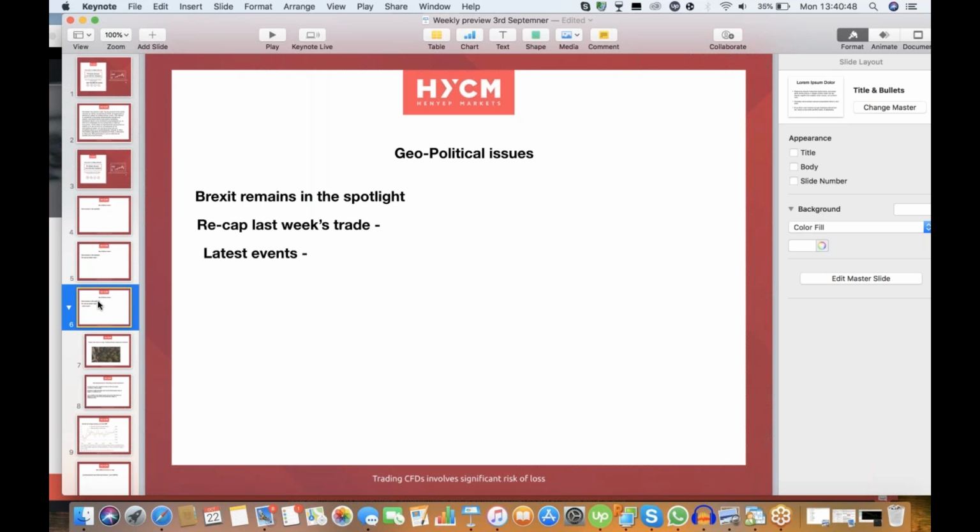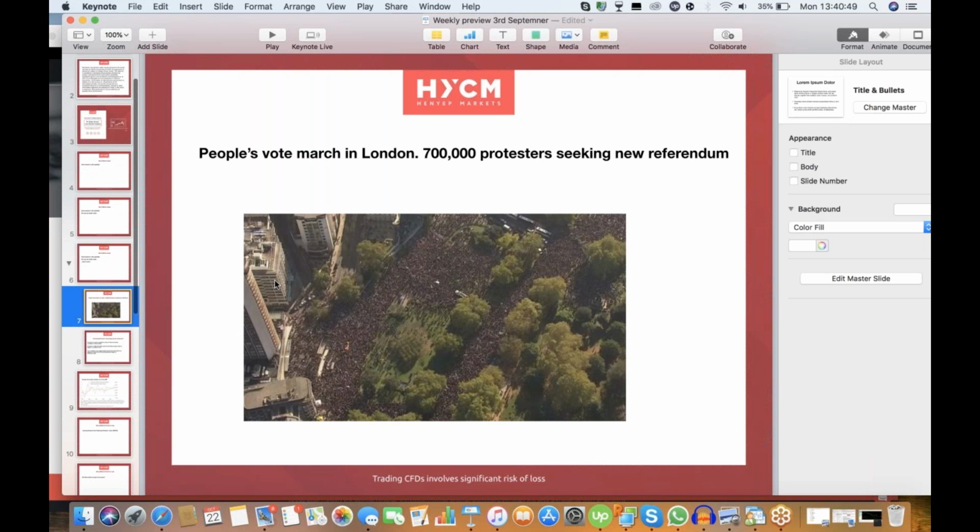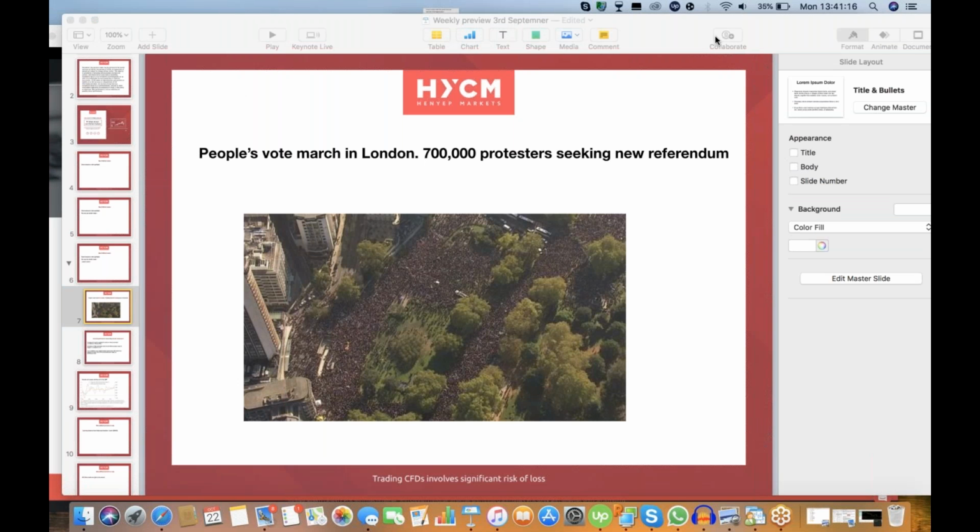We looked at last week's trade. We looked at the latest events. Yeah, and this is the sort of pressure that Theresa May has. On Saturday, the 20th of October, over the weekend, 700,000 protesters went into London, and they're seeking a new referendum. So this is a group that wants to say, no, we want to vote again on whether Britain really does want to leave the EU. So you can see there's lots of pressures on Theresa May that she's trying to balance.